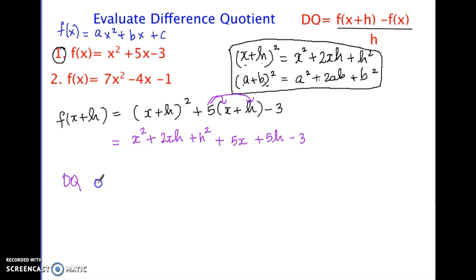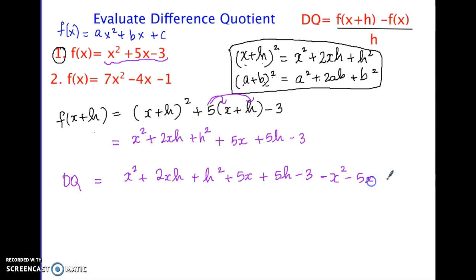So here I have the first part of my difference quotient. My difference quotient is when I take the ratio of f of x plus h. That's this whole thing is f of x plus h, the first part in the numerator over there. So I'm going to write that out. I have x squared plus 2xh plus h squared plus 5x plus 5h minus 3. The second part says minus f of x, so I'm going to do minus of all these terms. Negative x squared, negative 5x, and the negative 3 will become positive 3. The whole divided by h.